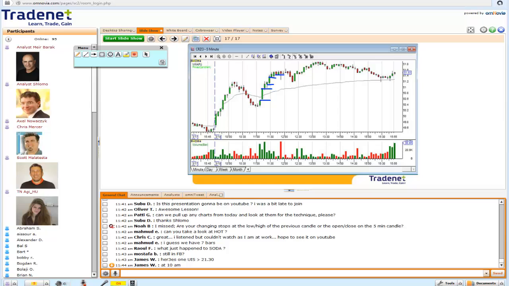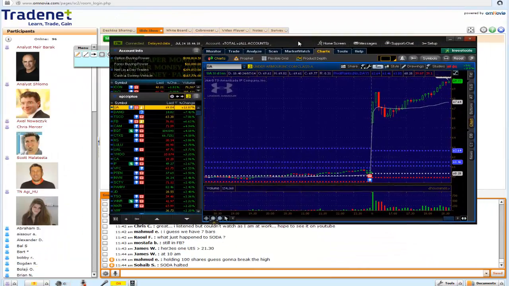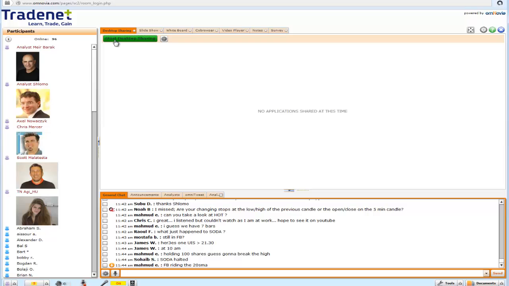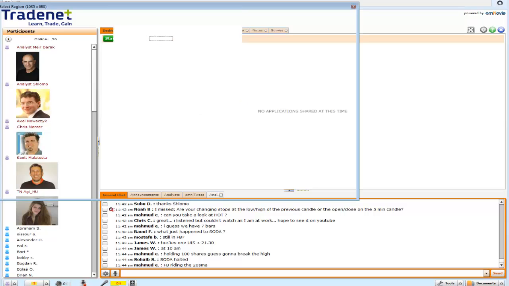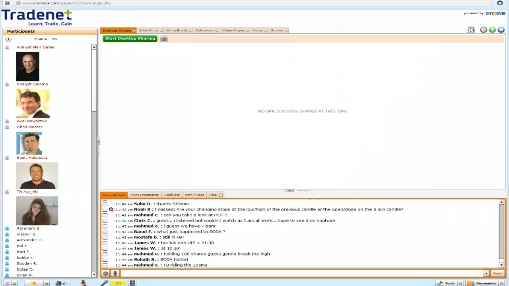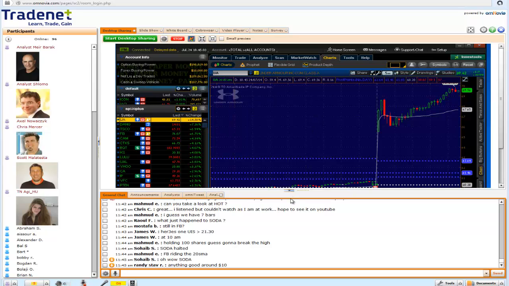Right, I'm just going to broadcast my screen. So just let me know if you can see my screen. All right. Alright, so in a minute, I just want to broadcast my screen. And this should be part of your toolbox when it comes to trading. Okay, let me know if you can see my screen. Alright, can you see my screen right now?